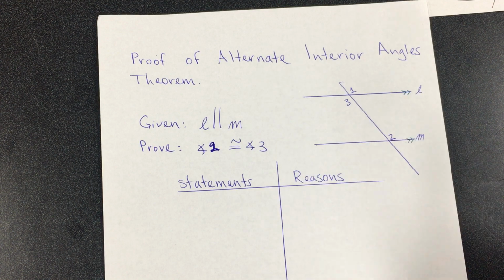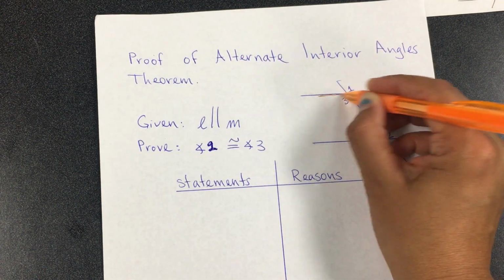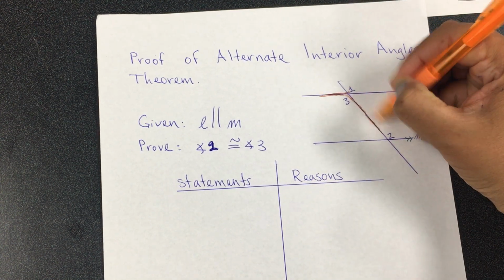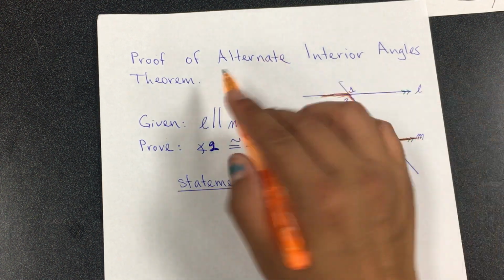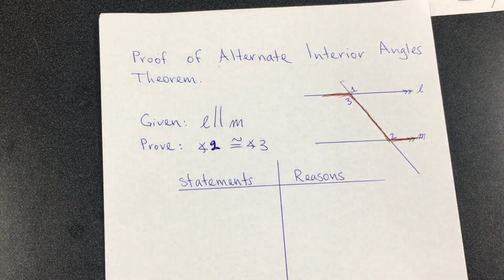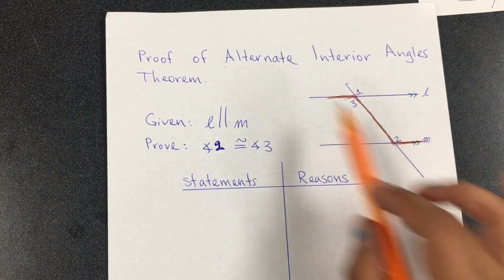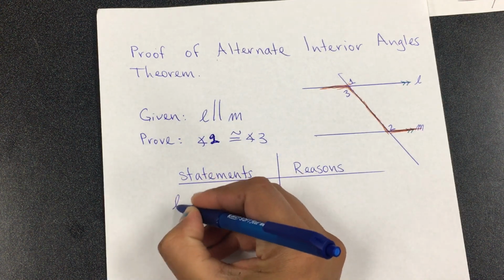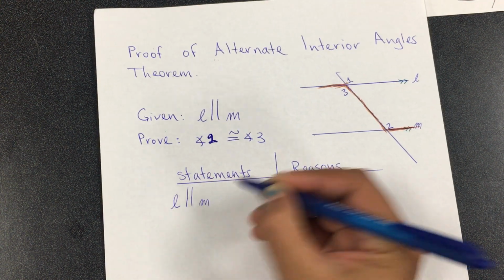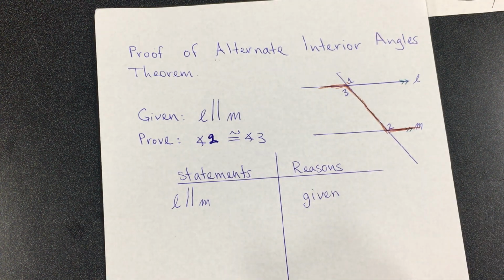Again, remember, alternate is from A to Z. So it's these two angles right here. It forms a weird Z. Just to remember the name, the A is connected to the Z. The shape that it forms and the name. And so the first thing that we are going to state is that line L is parallel to line M. And the reason? That's given to us.